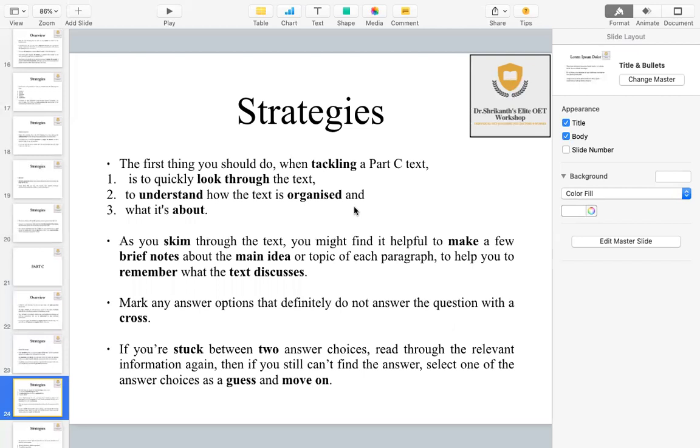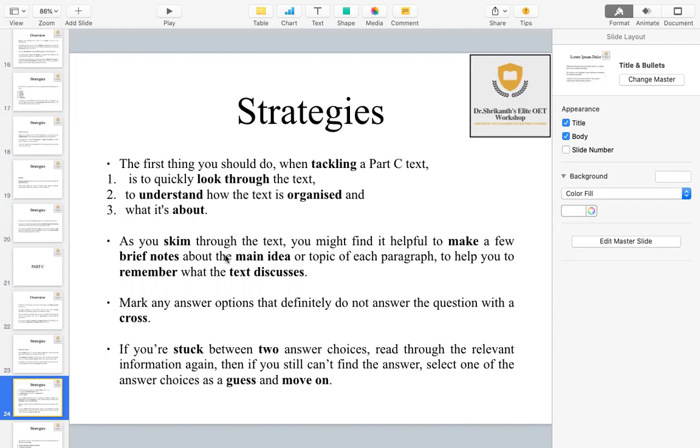Let's see certain more strategies regarding part C. The first thing you should do when tackling a part C text is to quickly look through the text; second, to understand how the text is organized; and third, what it is about. Basically, it's again about keyword analysis. Scan through the entire text, understand how it has been organized, how it is meaningfully linked, what its purpose is and why it has been written. So understand the perspective of the author.